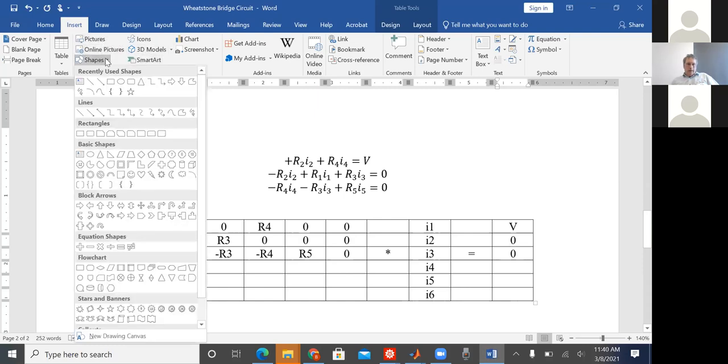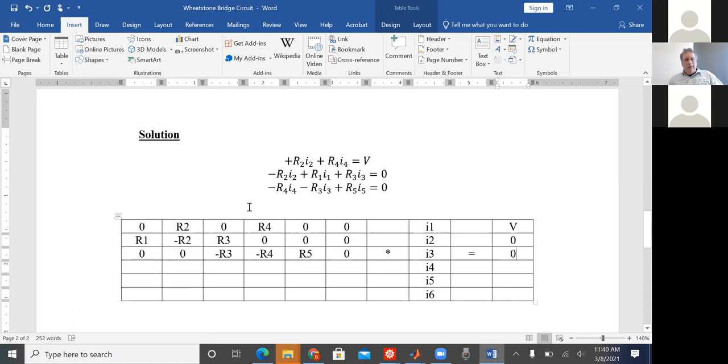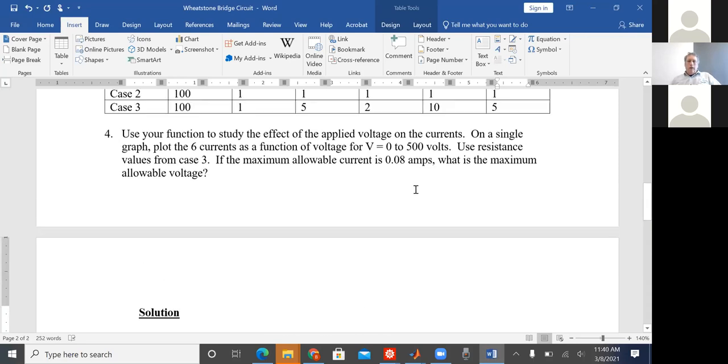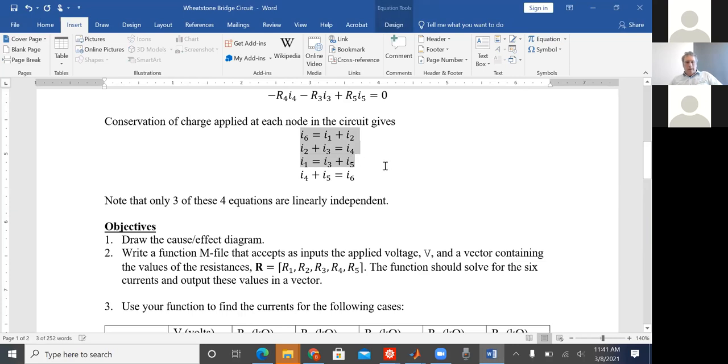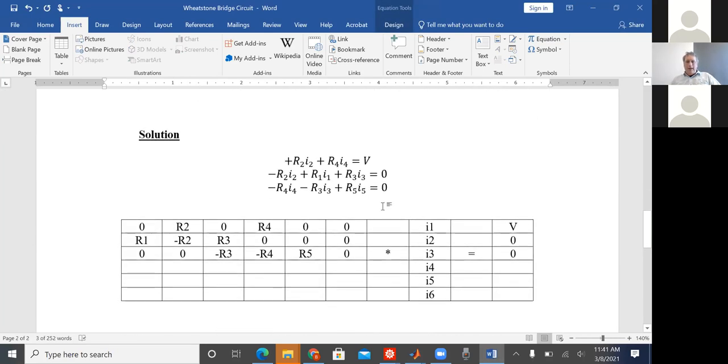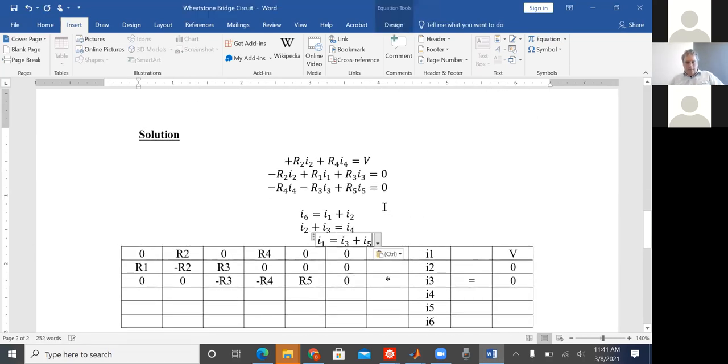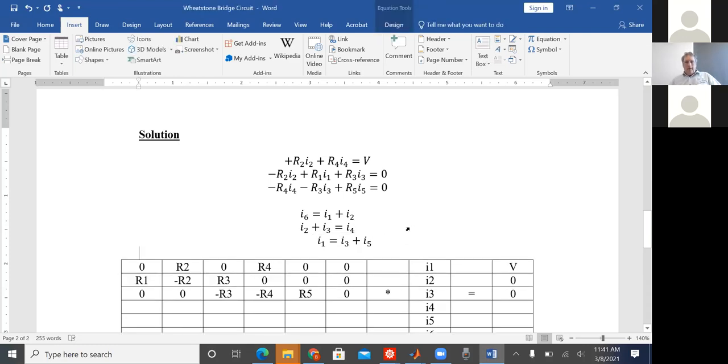Shapes or something. I'm not going to take your time, but you could put the little boxes around and stuff like that. Okay, so there's those three equations. Now we need to input these three equations. I'm just copying and pasting them because I don't want to keep flipping back and forth between the other page. Okay, a little gap there.